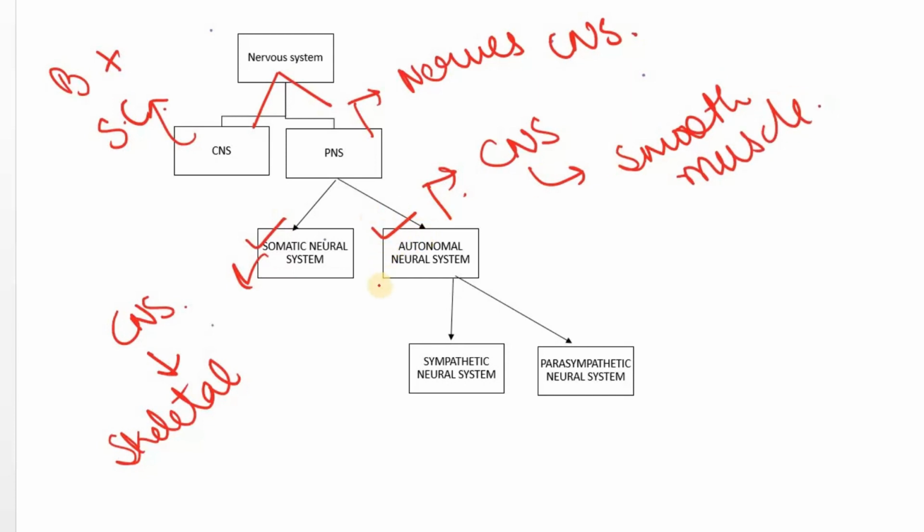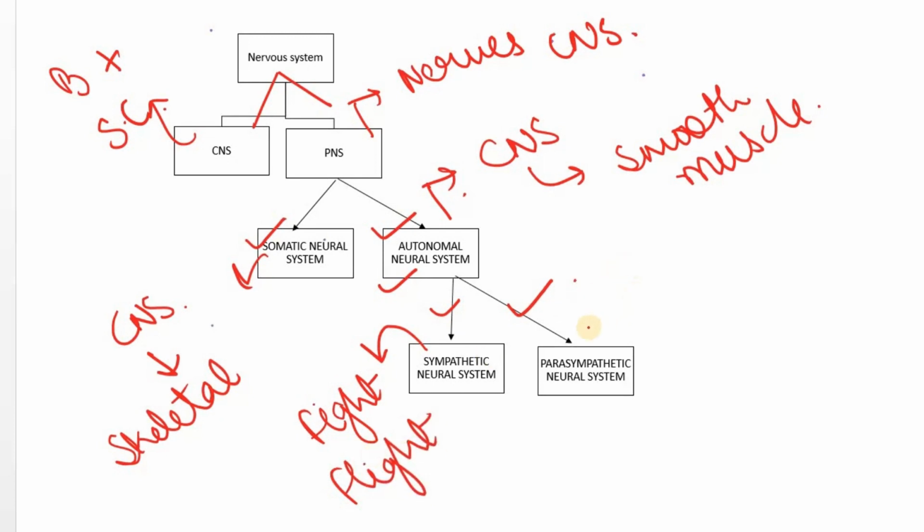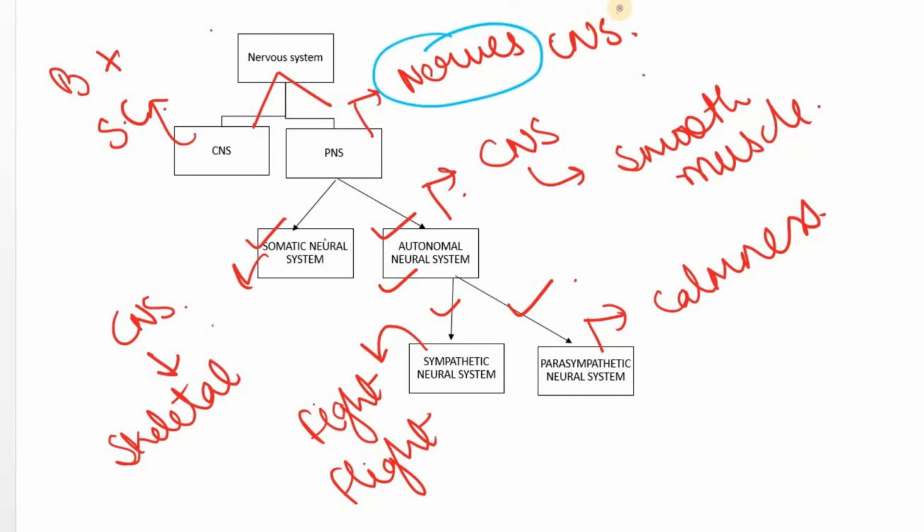And also this autonomous nervous system is divided into two categories, sympathetic and parasympathetic nervous system. While the sympathetic nervous system prepares our body for the fight or flight response, the parasympathetic nervous system brings our body to the state of calmness. PNS is associated with the nerve fibers of the CNS. Now let's take a look at what kind of nerve fibers are present in PNS.